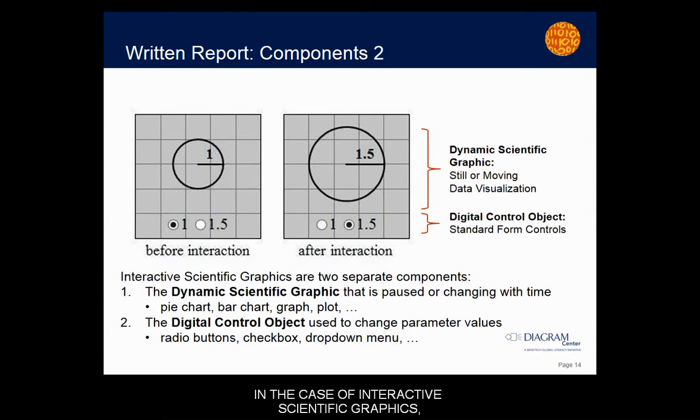In the case of interactive scientific graphics, I just renamed these two areas. You have a dynamic scientific graphic, which is just a still or moving data visualization, and a digital control object, which is some standard computer control object like a radio button, a checkbox, a drop-down menu. Next slide, please.